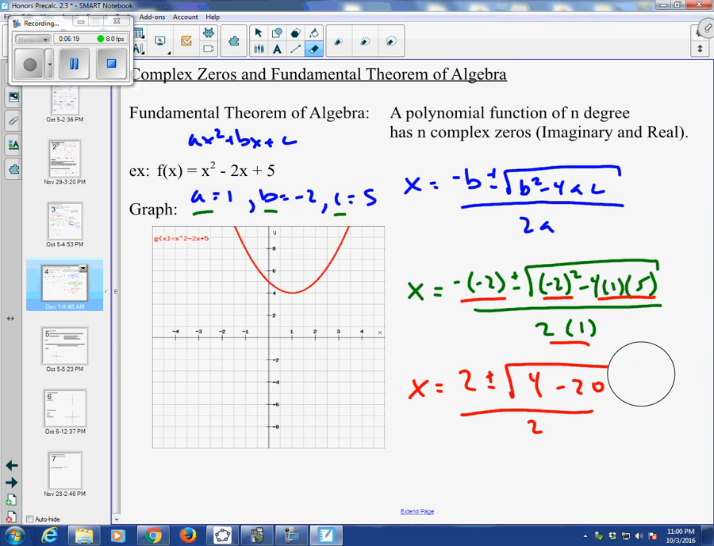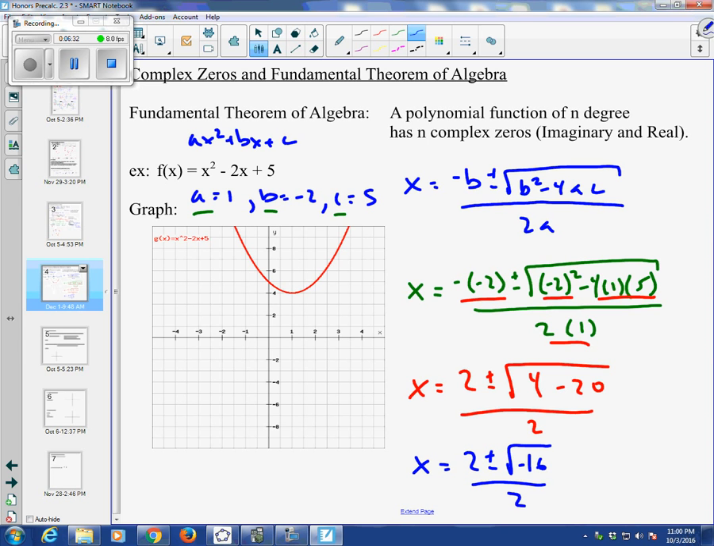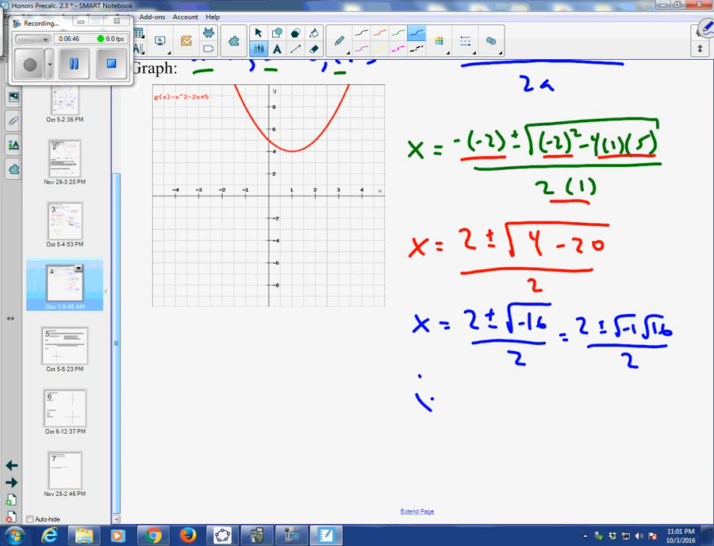Bring our square root in a little bit. Now right here, basically, we can say that x equals 2 plus or minus the square root of -16 over 2. And right here, that is going to give us 2 plus or minus the square root of -1 times the square root of 16 over 2. And finally, right here, we would get x equals 2 plus, and then this is 4i over 2, which simplifies to x equals 1 plus 2i.